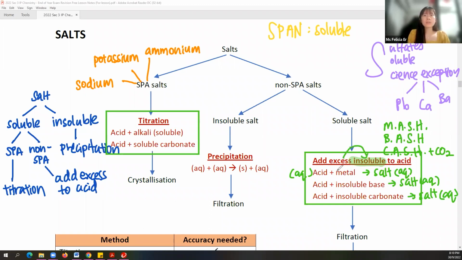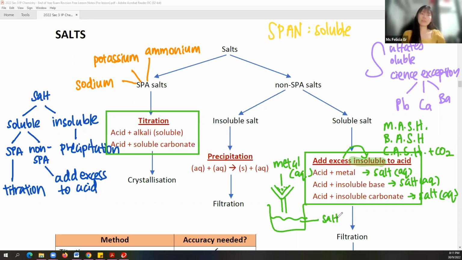Because insoluble is easy to remove. For example, I just do filtration. For filtration, my excess insoluble, which is like the metal, will get stuck on top. So the metals will be stuck on top, while my filtrate, because my acid is used up, right? I added excess metal. Excess metal means acid gone. So that means I will be left with only my salt. So over here, it will be your salt, which is good because my salt is pure now.